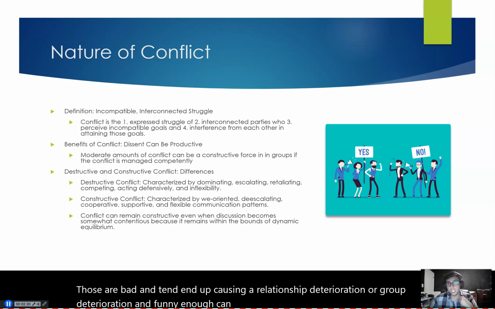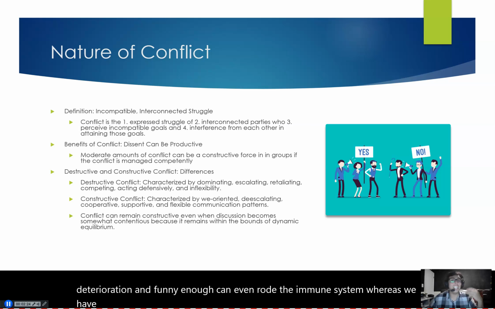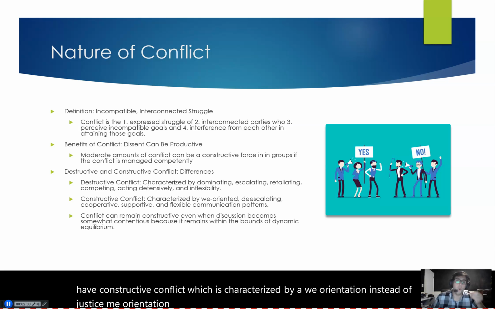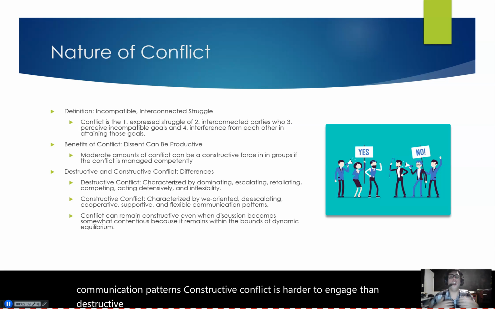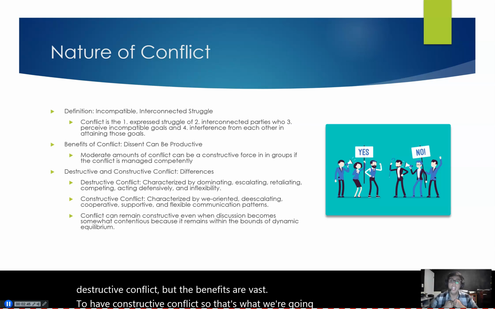So, those are bad and can end up causing a relationship deterioration or group deterioration, and funny enough can even erode the immune system. Whereas we have constructive conflict, which is characterized by a we orientation instead of just a me orientation, de-escalating, cooperative, supportive, and flexible communication patterns. Constructive conflict is harder to engage in than destructive conflict, but the benefits are vast, so that's what we are going to strive to achieve.